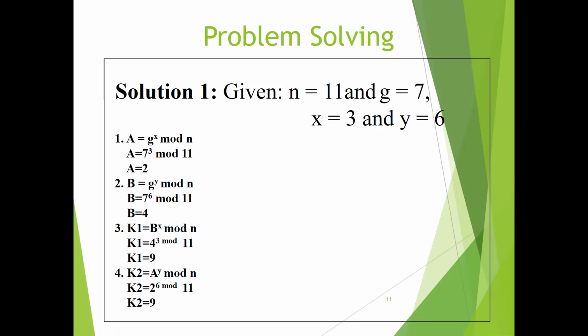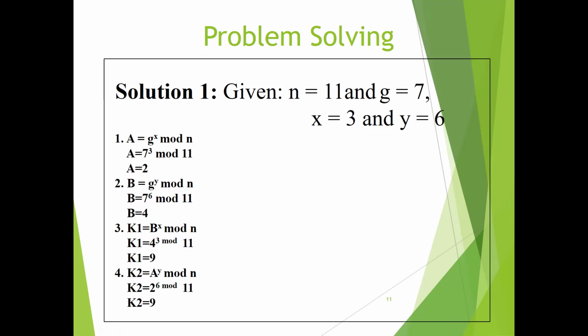The second step is Bob will be using y to calculate the value of B. So B will be equal to g to the power y mod n. So B is equal to 7 to the power 6 mod 11. Mod here is representing the remainder of the division. So B will be equal to 4.